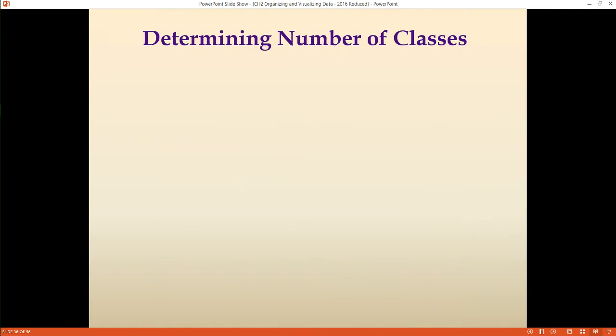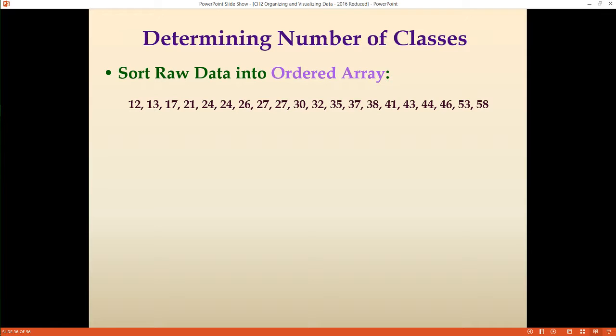Okay. So there are many different ways of doing this. There's no hard and fast rules. Okay, but one way is this: sort the raw data into an ordered array. So here's an example. Maybe it's some ages in a family get-together or something like that. So we have 20 observations.